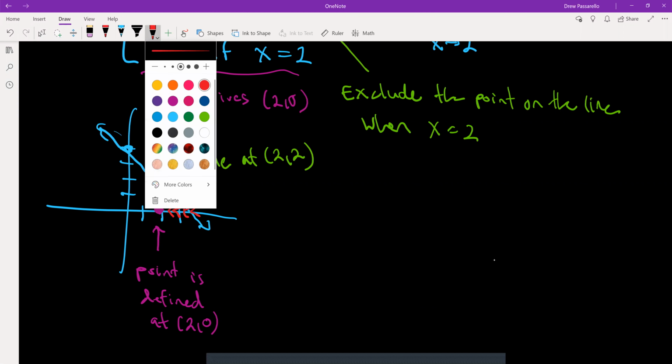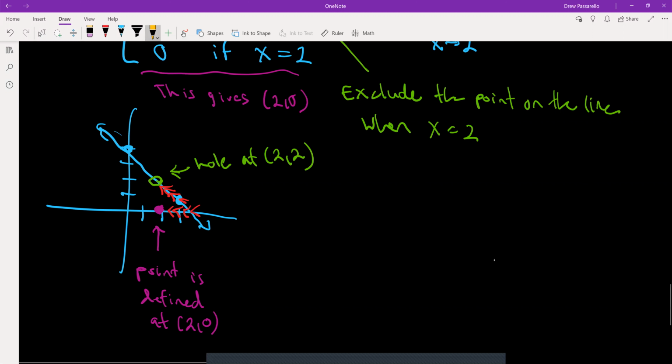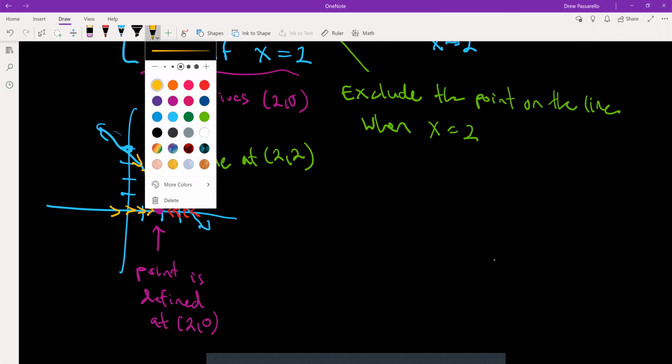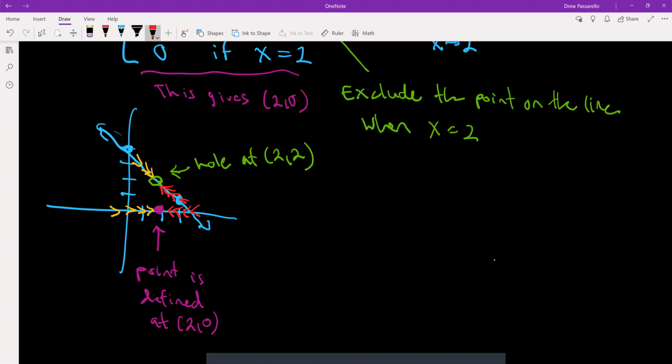Now, if I approach 2 from the left side, the graph itself is still approaching this hole. So even though there's the defined point that's somewhere else, the limit of the graph still is approaching the same value of where the hole is.